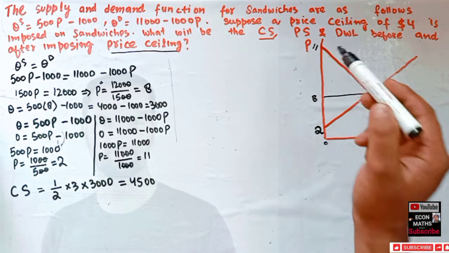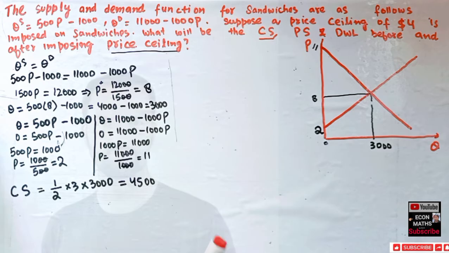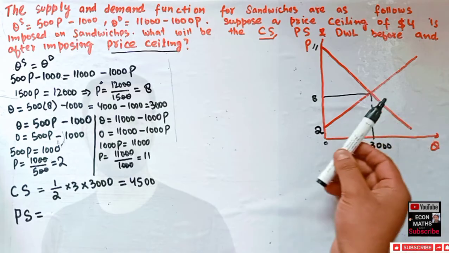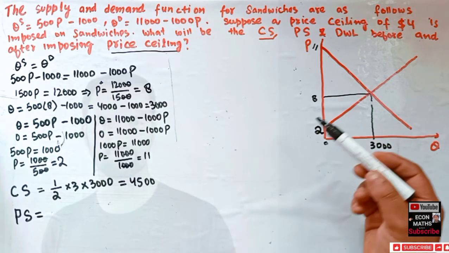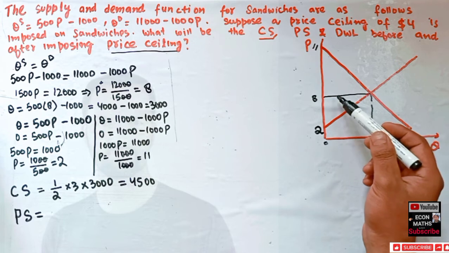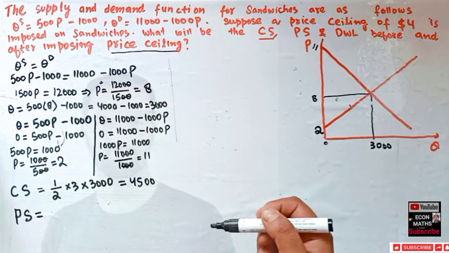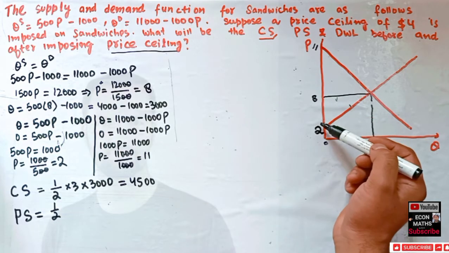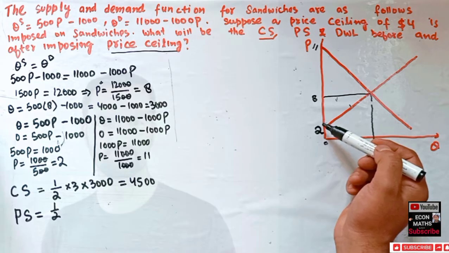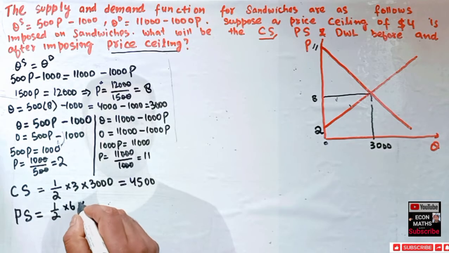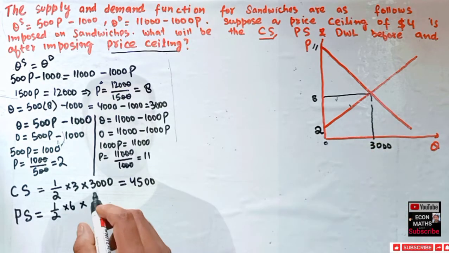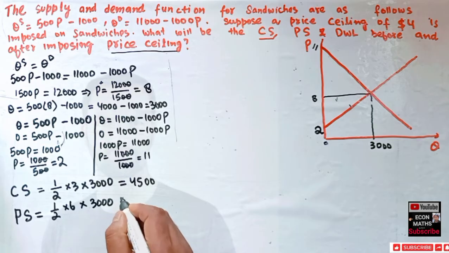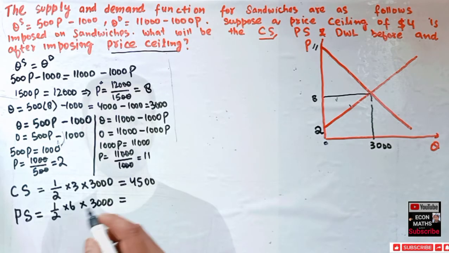The area of this triangle gives us the consumer surplus. Similarly, producer surplus is the area which is above the supply curve and below the equilibrium price. So what is the area of this triangle? That is 1/2 of base, which is 8 minus 2, is 6, into the height, which is 3000. Now 6 into 3000 is 18,000, divided by 2 is 9,000.